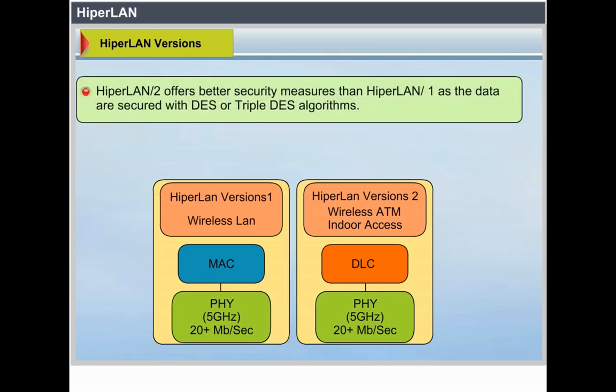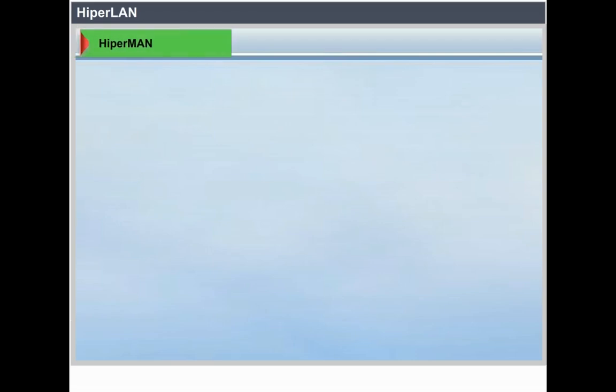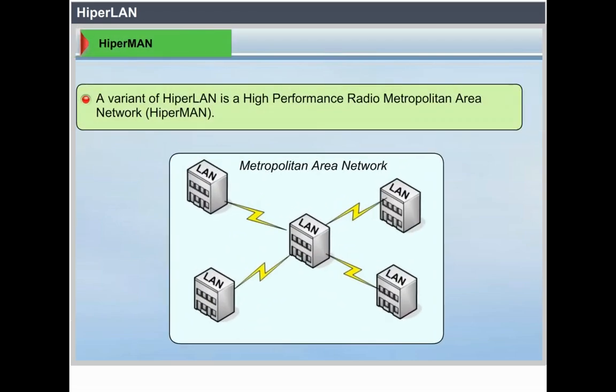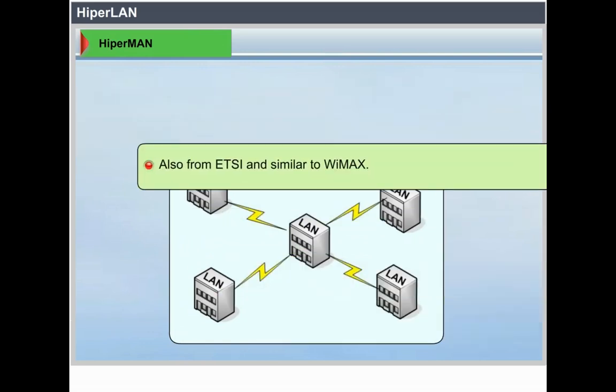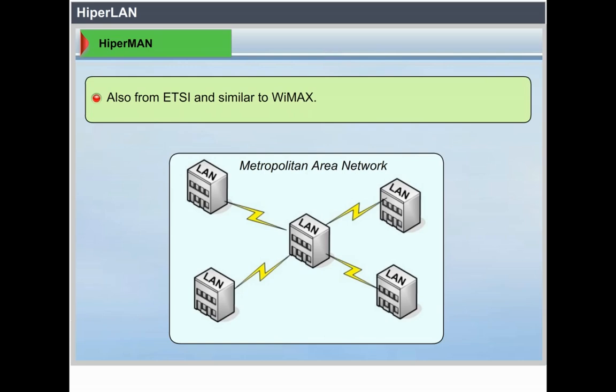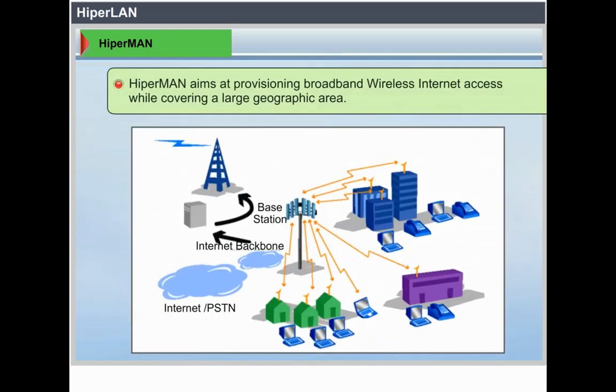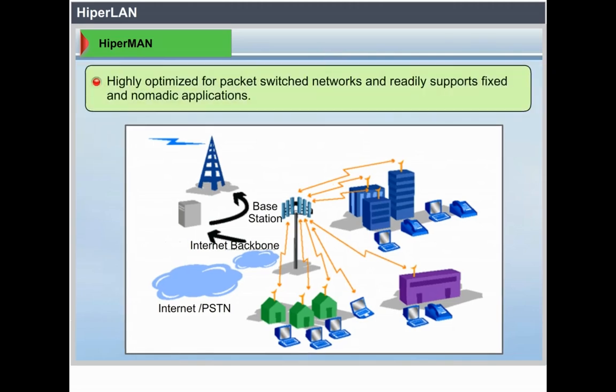HyperLAN 2 offers better security measures than HyperLAN 1, as the data are secured with DES or triple DES algorithms. HyperMAN. A variant of HyperLAN is High Performance Radio Metropolitan Area Network (HyperMAN), also from ETSI and similar to WiMAX. HyperMAN aims at provisioning broadband wireless internet access while covering a large geographic area. Highly optimized for packet-switched networks and readily supports fixed and nomadic applications.